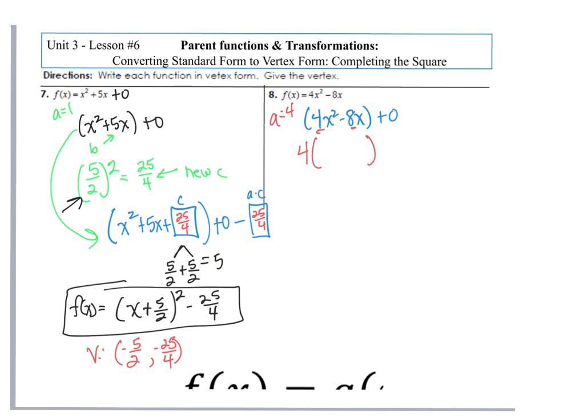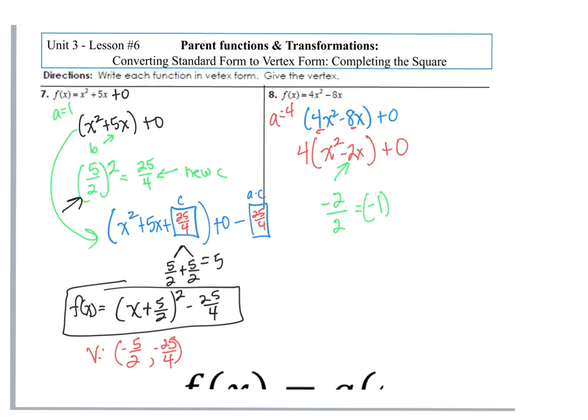meaning we're dividing it out of each of these two terms. 4x squared divided by 4 is just x squared. Negative 8x divided by 4 is negative 2x. And we have that plus 0 on the outside. Okay, now we're going to take our new b value here, which is negative 2, and divide it by 2 to get negative 1.